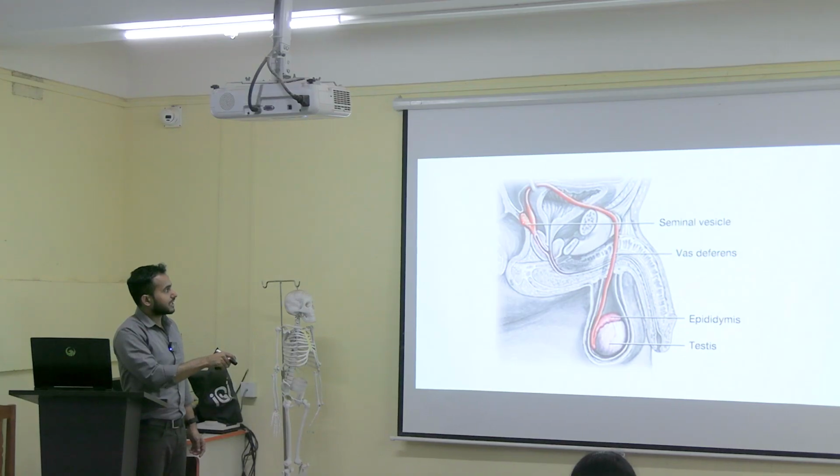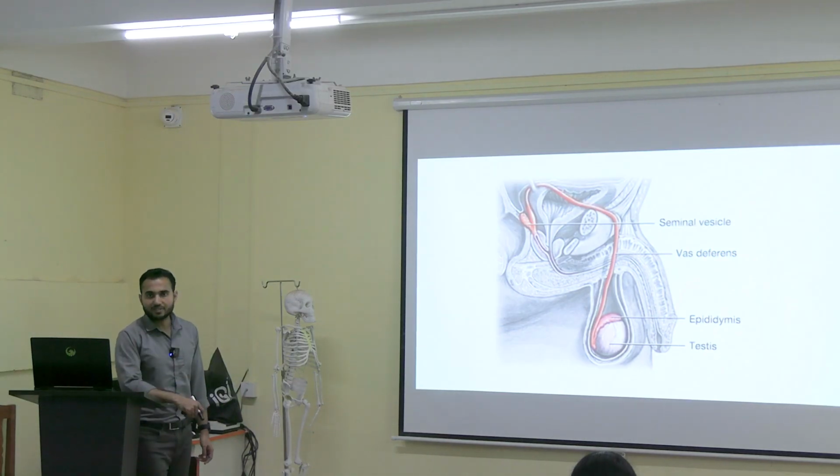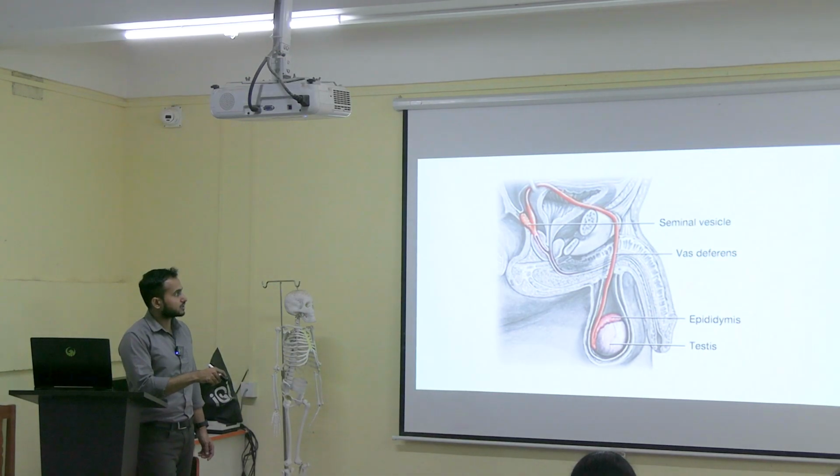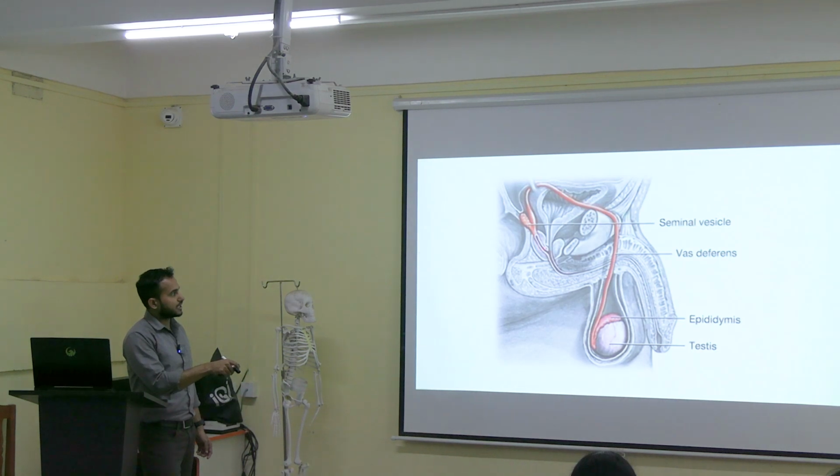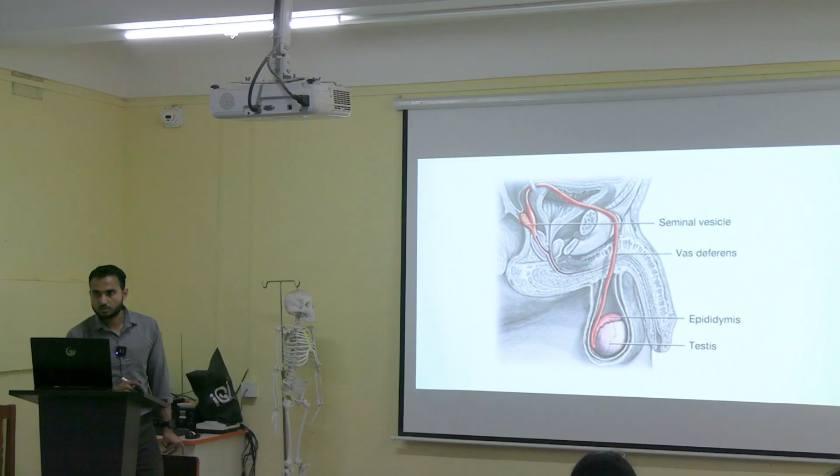After that, this is the seminal vesicle. This is the duct of the seminal vesicle, which will join together with the ampulla of the vas deferens to form the ejaculatory duct. This is the ejaculatory duct. Okay. Now here you can see the ejaculatory duct is draining into the urethra. This is the prostatic urethra.